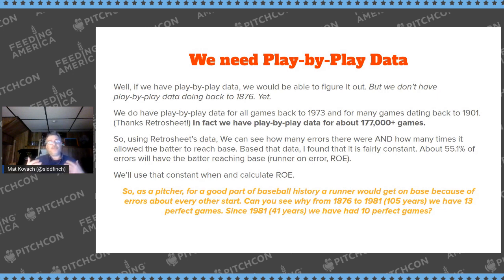So now if we know the number of errors, and this was fairly consistent throughout the seasons, it's changing a little bit in recent years, but I have to go back and check that. But from basically 1901 to 2021, for those 120 years, it stayed right around 55.1 with a standard deviation that was about a half. It's a really good ratio. So we're going to use 55.1% multiplied by the number of errors to tell us how many base runners we get because of errors. Now I want you to think about that.